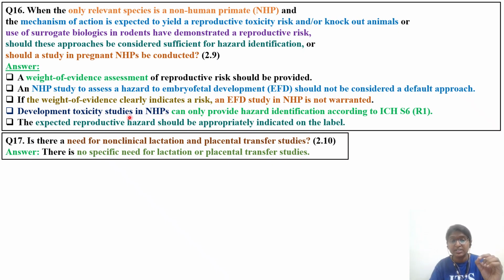Developmental toxicity studies in NHPs can only provide hazard identification according to ICH S6. So as per ICH S6, go back and read about this biotechnology-derived pharmaceuticals guideline, revision R1. It only gives hazard identification. The expected reproductive hazard should be appropriately indicated in the label. So whenever you have an FDA label or Canada label or SmPC in the case of Europe, mention this kind of risk in your label. You mention that even though we have not done an EFD study, same class of surrogate molecule, same class of drugs. For example, statins show a certain type of risk, or anti-epileptic drugs, they have a cleft palate teratogenic risk.